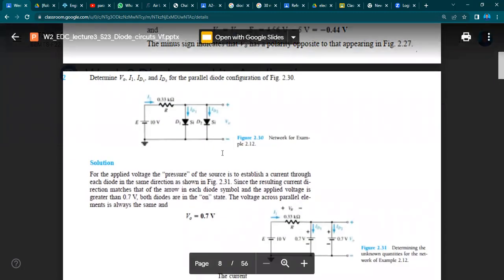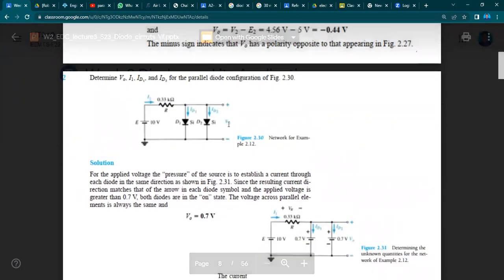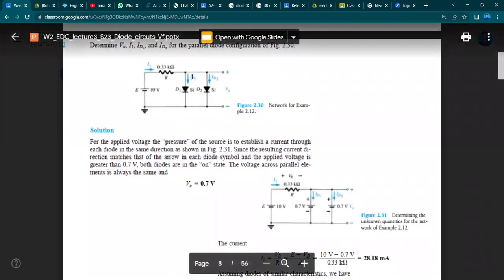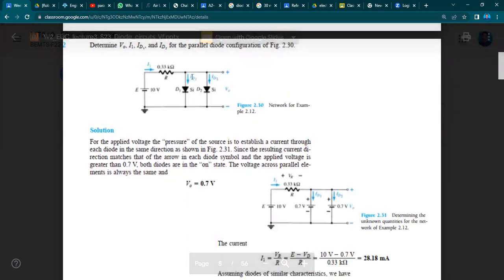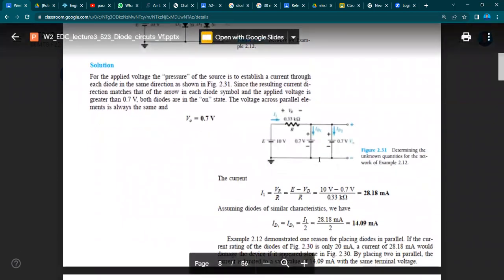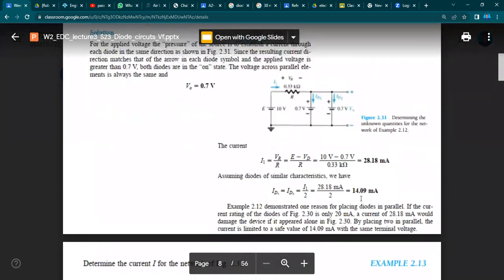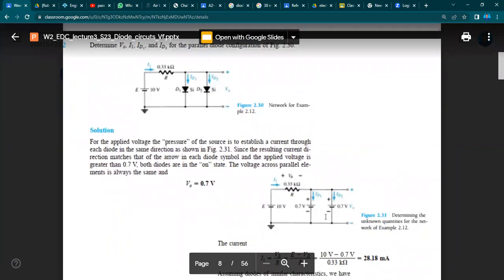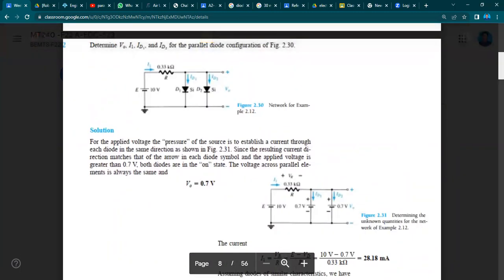As both diodes are connected in parallel, the current will divide from this common node into the two branches equally. If we divide the current passing through this resistor by 2, it gives us the current through one diode branch, whose value is 14.09 milliamps. Let's check the Proteus simulation of this circuit.